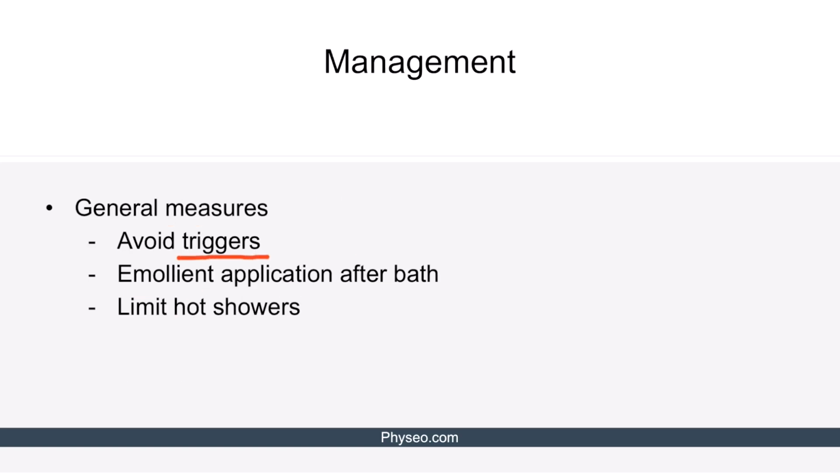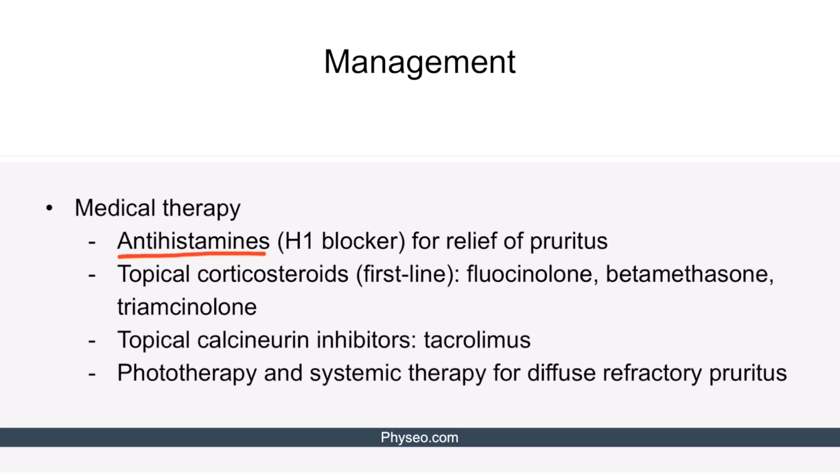Triggers should be identified and avoided. Aggressive use of skin emollients maintains adequate skin hydration. And finally, hot showers should be limited in order to avoid skin dryness. Antihistamines are given to relieve the pruritus. Topical corticosteroids, such as fluocinolone, betamethasone, and triamcinolone, are the first-line treatment options for atopic dermatitis.